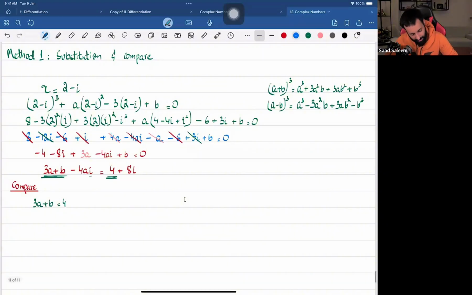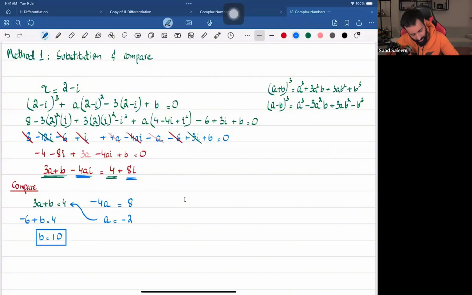The complex element compared with the complex element, which is minus 4a equals 8, or you can say coefficient of iota with iota. So we have the value of a, which is minus 2, which we're going to plug in here. So 3 into minus 2 is minus 6 plus b, which is equal to 4. b is equal to minus 4, 4 plus 6, which is equal to 10.